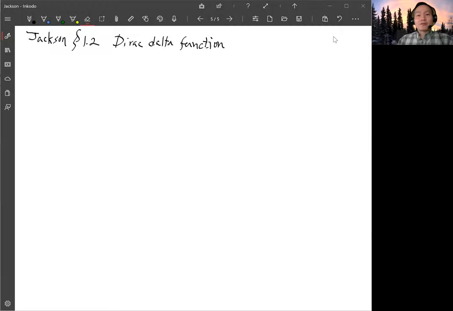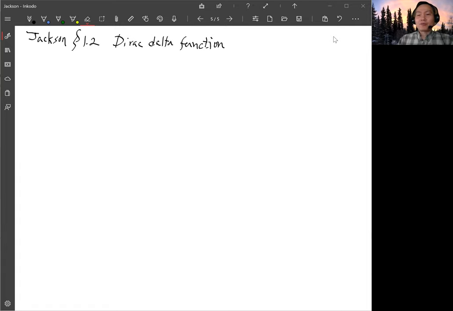So in Jackson section 1.2, there's a brief discussion on the Dirac delta function. So let's look at it a little bit. Strictly speaking, a delta function is not a well-defined function. It is only defined within an integral. You put it inside an integral, and then you can define it like that. But another way to look at it is you can consider it as a limit of a more well-behaved function.